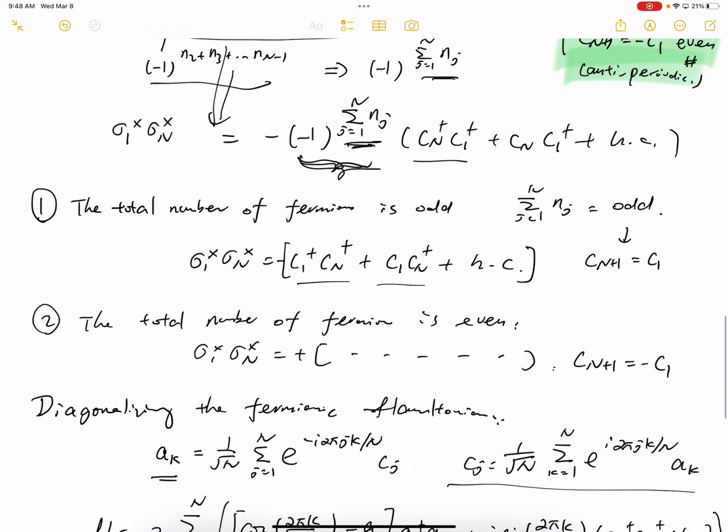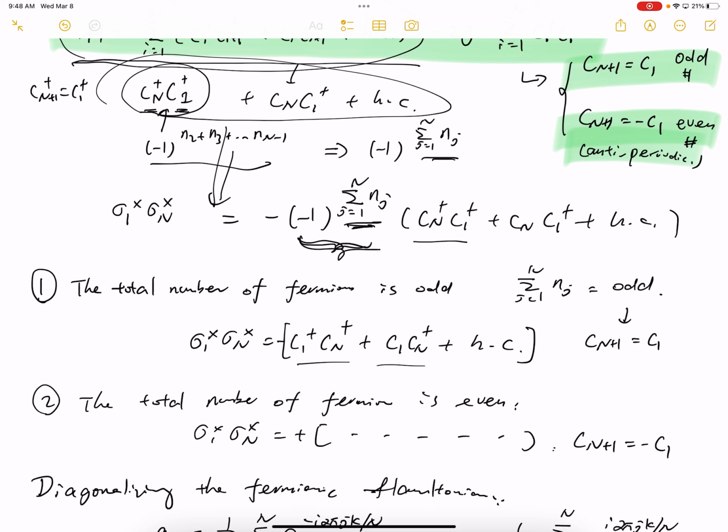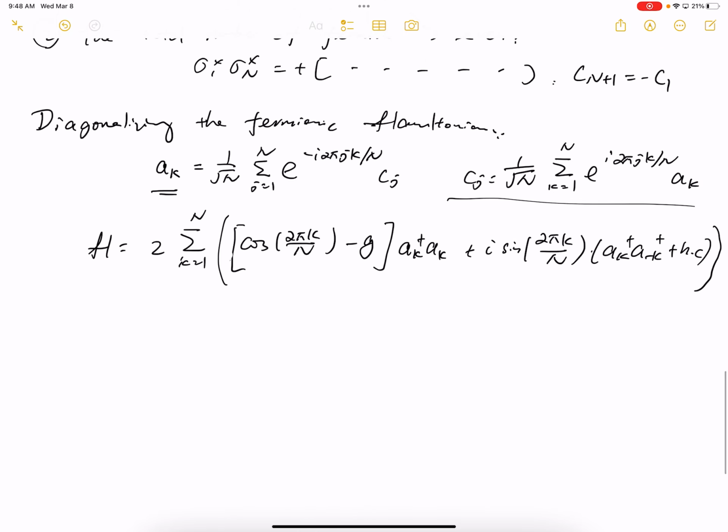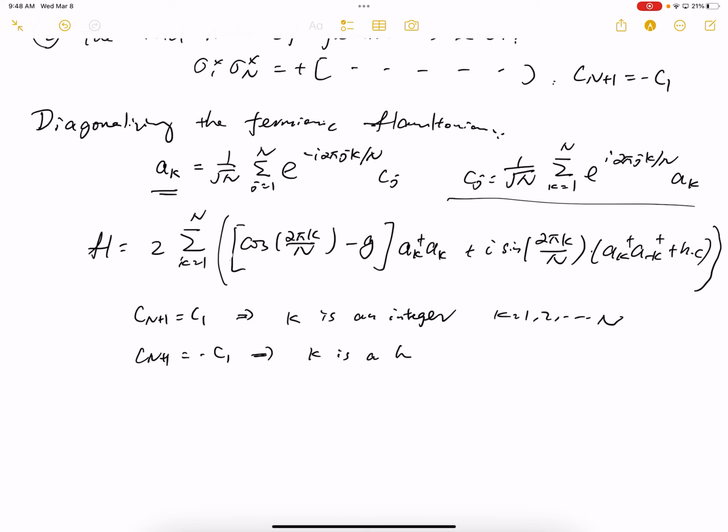We also talked about the boundary condition difference for these two. How would this boundary condition reflect in the Fourier transformation? Actually, the result is kind of simple. If you have C_{n+1} equals C_n, the usual periodic boundary condition, then k is an integer. So k is going from 1 all the way to n, as usual, because you have the periodic boundary condition. But if you have the anti-periodic boundary condition, the only thing you need to change is that k is going to be a half integer.